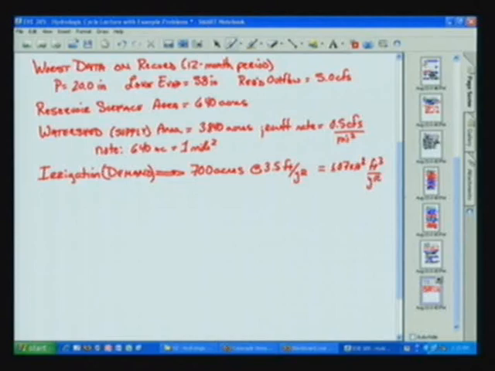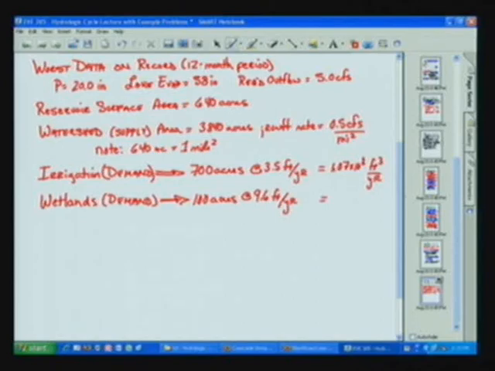Okay. The wetlands are also a demand. And they have 100 acres of wetlands, and they need 9.6 feet of supply on their area every year, and so that is 4.18 times 10 to the 7 cubic feet every year. There's conversions in here I'm again leaving out.